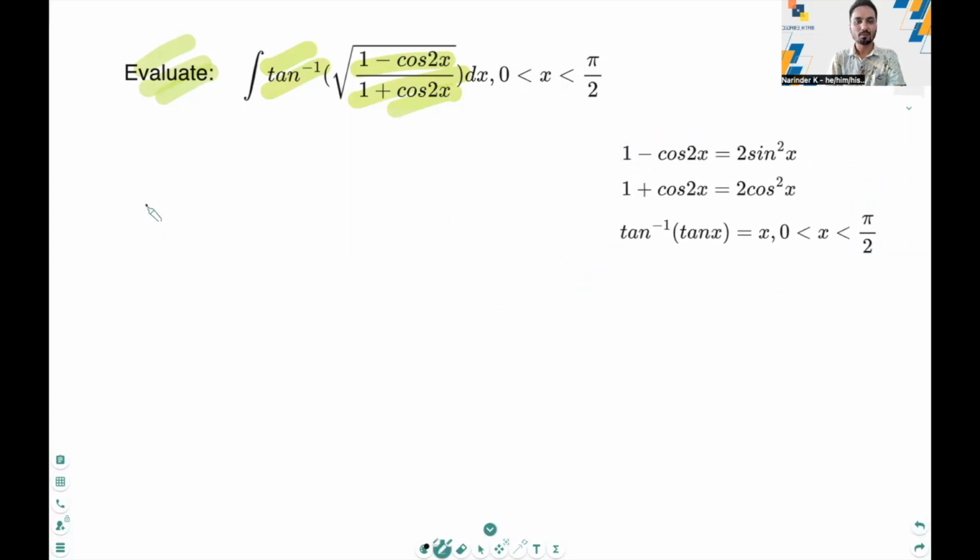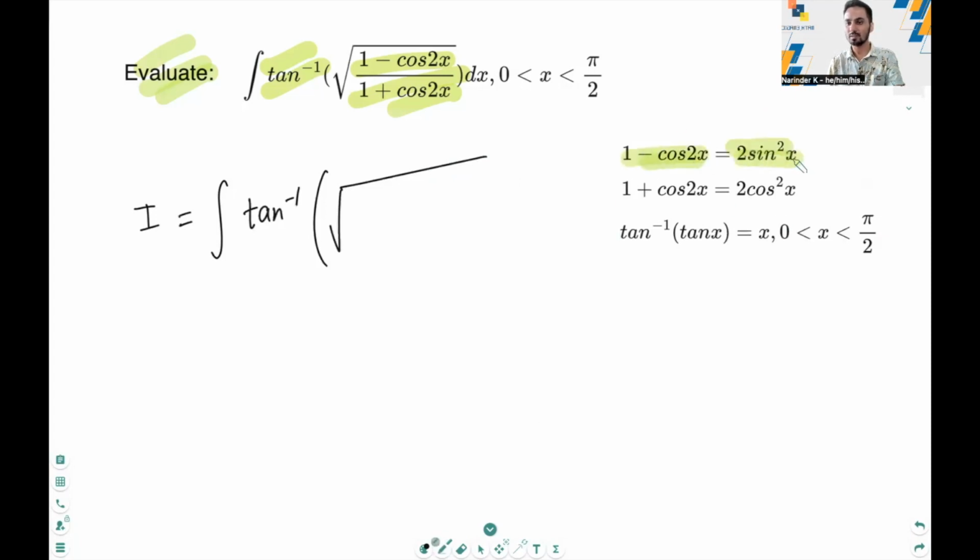So let's get started. The given integral can be written as tan inverse of the square root of, as we discussed, 1 minus cos 2x is 2 sine square x, so 2 sine square x, and 1 plus cos 2x is 2 cos square x, 2 cos square x, dx. We can cancel out 2.